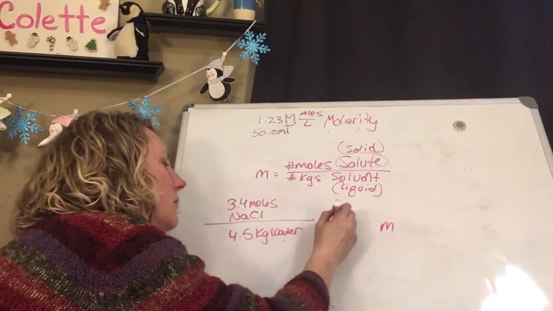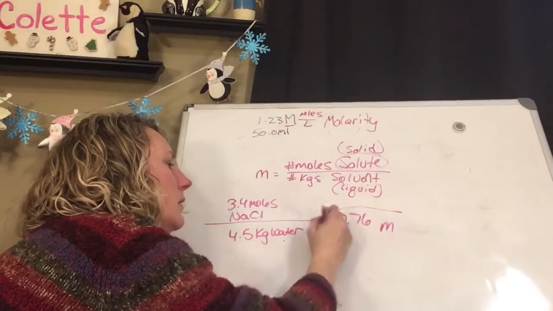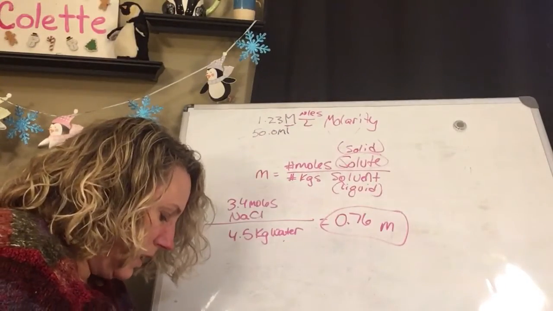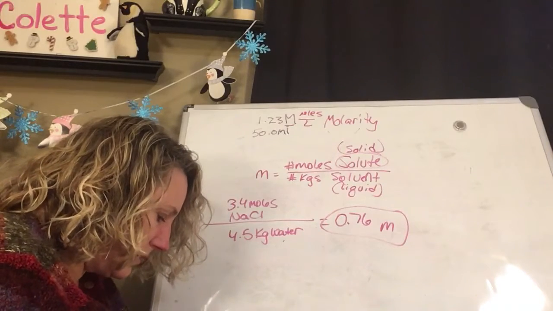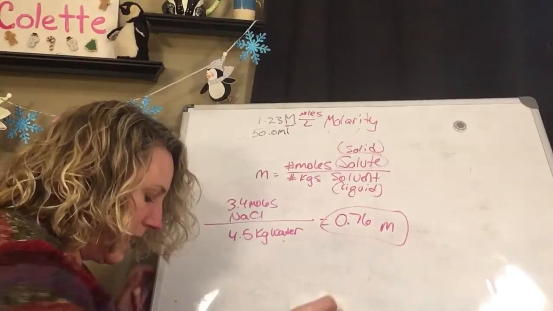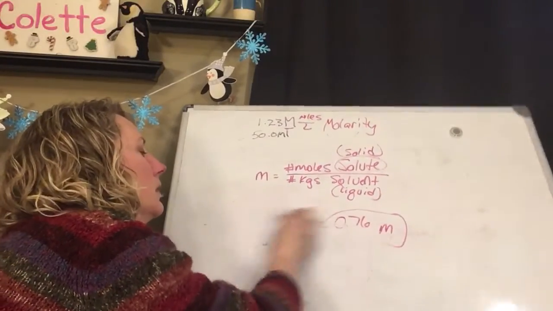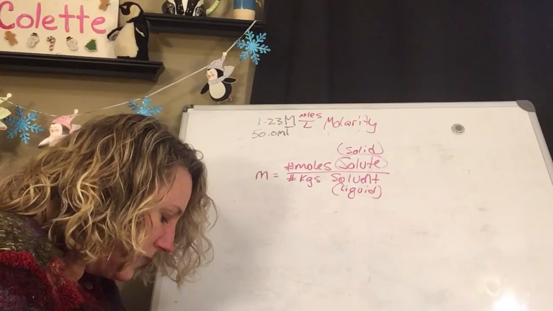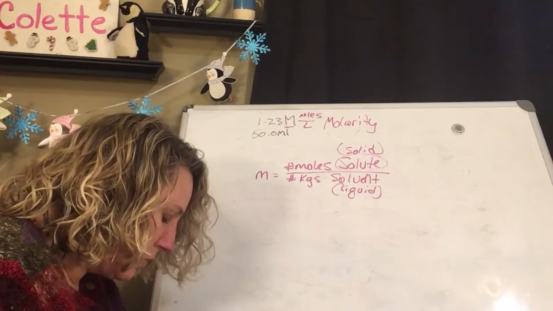It's going to be 0.76 mole, small m. Next one, this is example 11.2, second part. If a solution is made by adding 45 grams of zinc chloride to 150 grams of water, what's the molality?